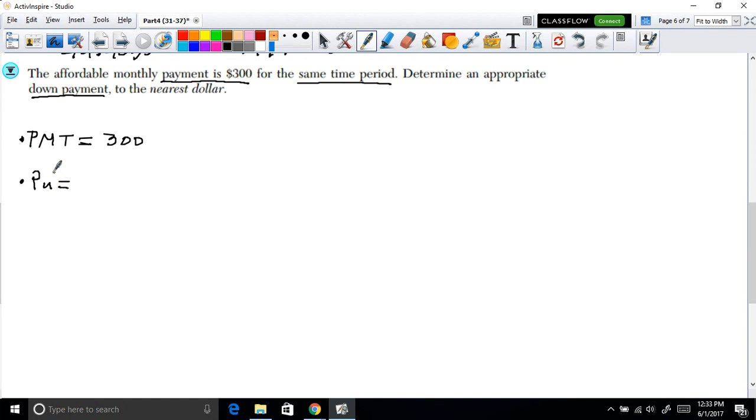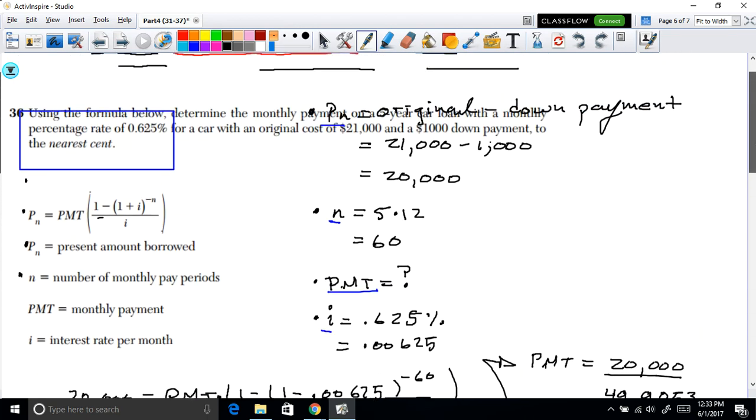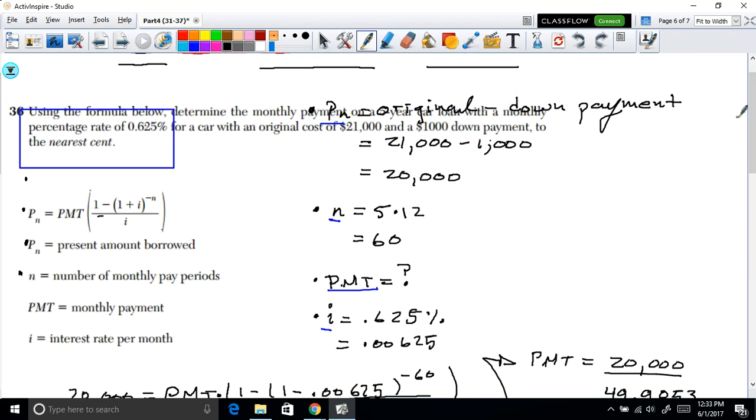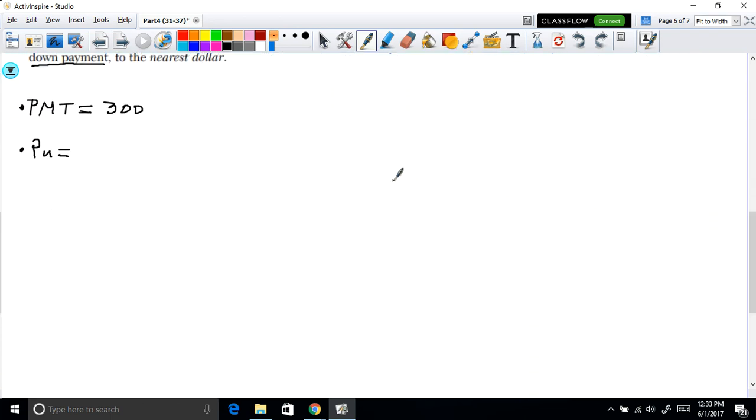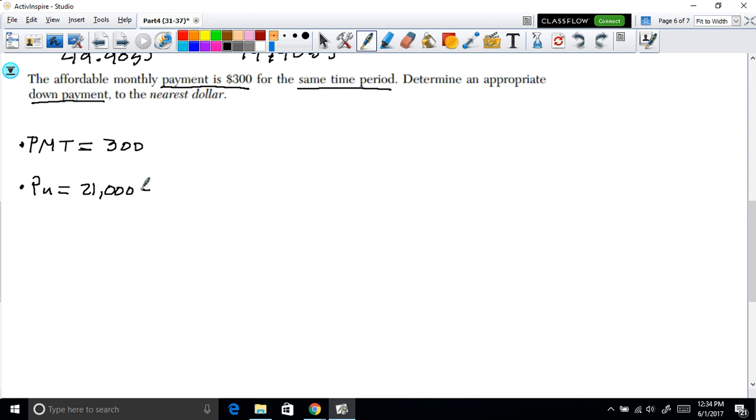Notice that Pn, just like it was described on the top, is the original minus the down payment. At least the original is still the same, 21. But now, they're asking us to determine an appropriate down payment. We don't know what the down payment is, so let's just put an x on it. So that means that Pn is 21 minus x. It says determine an appropriate down payment for the same time period.